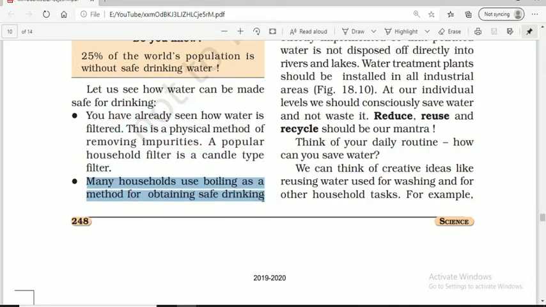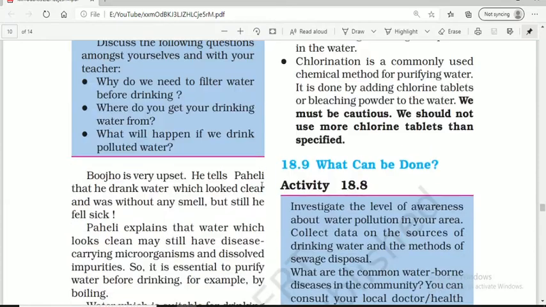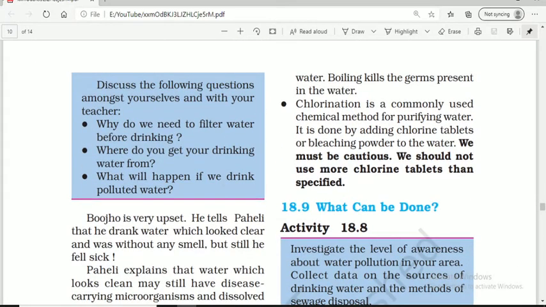Many households use boiling as a method to obtain safe drinking water. Boiling kills the germs present in the water. And third is chlorination, a commonly used chemical method for purifying water. Mainly municipalities do this. If you sometimes drink tap water, it also contains some amount of chlorine. It is done by adding chlorine tablets or bleaching powder to the water. We must be cautious. We should not use more chlorine tablets than specified, because chlorine is also harmful for our health in excess amount.